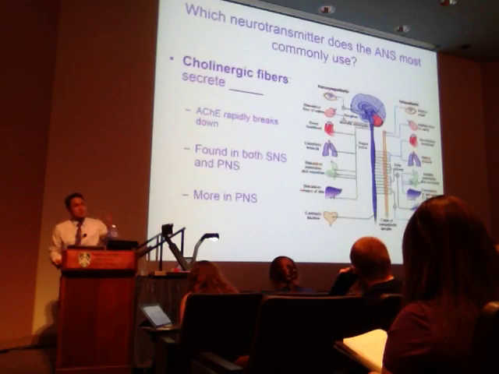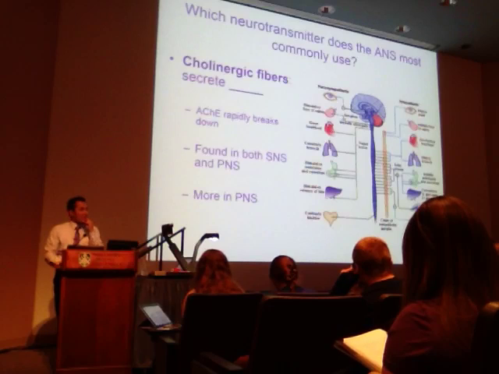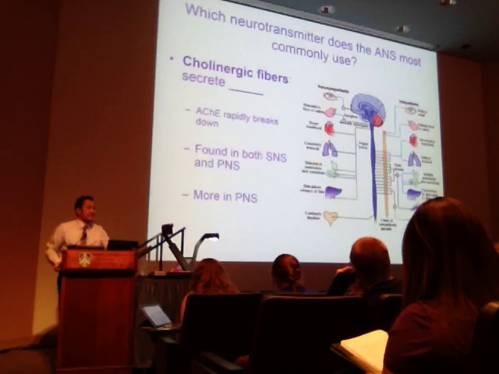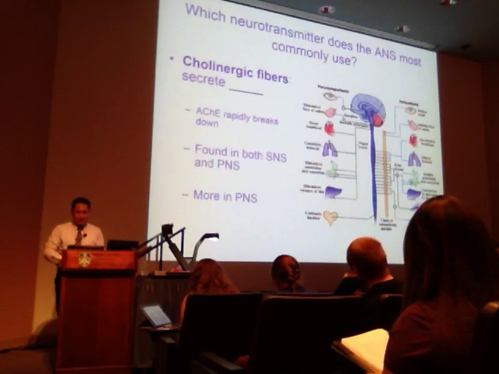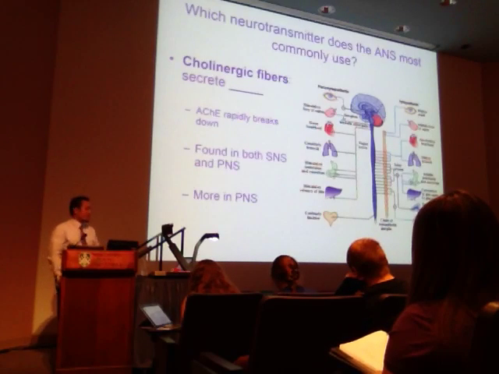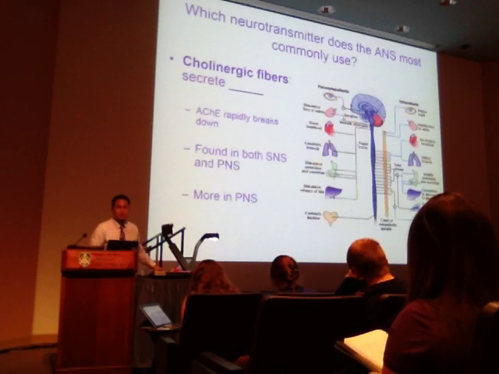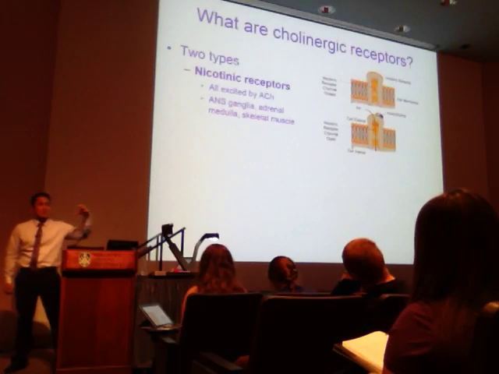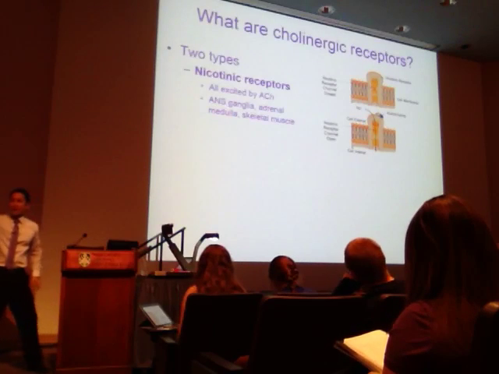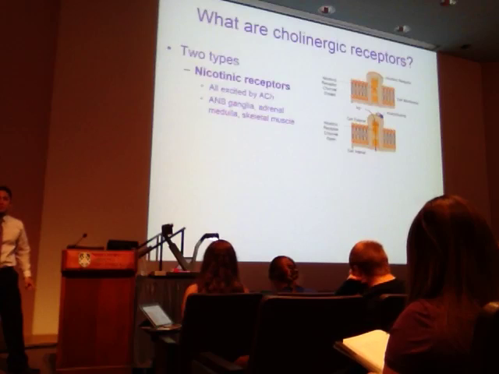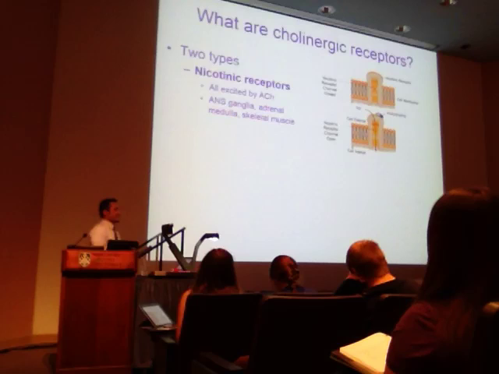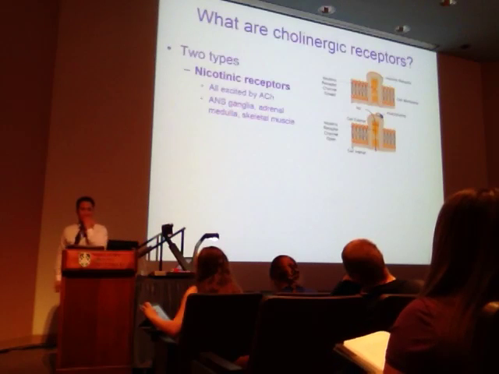We see this neurotransmitter in both the sympathetic and the parasympathetic side of the nervous system. It is more preferentially used in the PNS, but you will find it in both. If we look at the receptors that are going to respond, now we're moving to the receptor side. We have the fiber that releases the acetylcholine, then we have receptors on the target tissue that respond to it. This is where we're going to get some differences in effect.